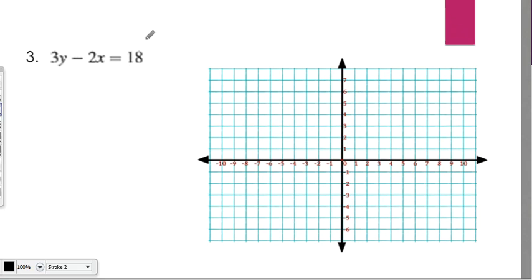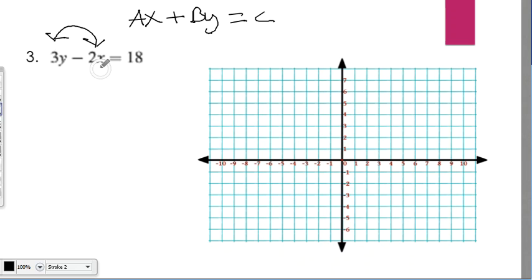Okay, so 3 times y minus 2x equals 18. This equation is almost in standard form. Remember, to be in standard form, you have the x term and then the y term equal to the constant term. So all we have to do here is switch these two around. Remember, when I rearrange these terms, this term is a negative because there's a minus sign in front of it. So when I rearrange these, we have to write it as negative 2x plus 3 times y equals 18.